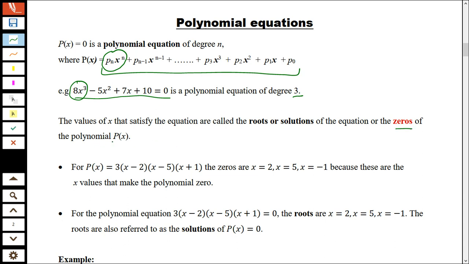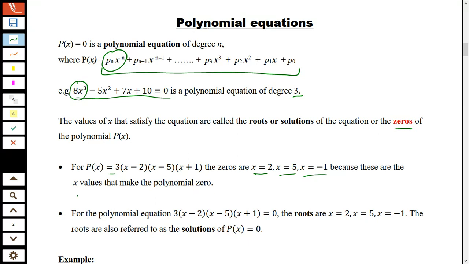It's called the zeros of the polynomial because the x values which I put in to get 0 make the polynomial equal to 0. So that's why they're called the zeros. Now, let's have a look at this. For P(x) = 3(x - 2)(x - 5)(x + 1), the zeros are x = 2, x = 5, x = -1, because they're the values that I put into the polynomial to get 0. If I put 2 into this polynomial, I'll get 2 minus 2 is 0, and 0 times all the other brackets will be 0.